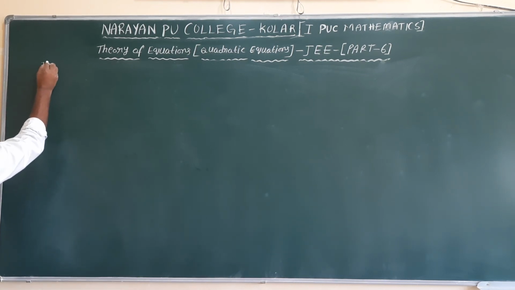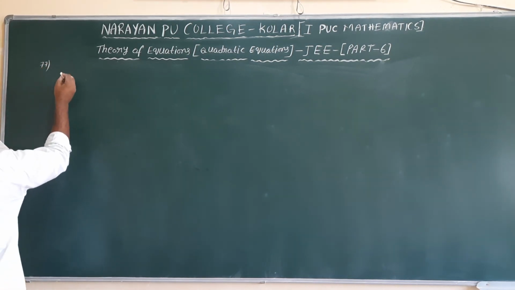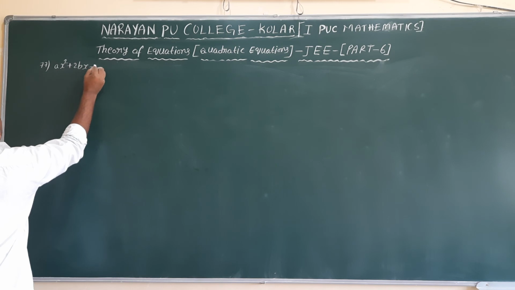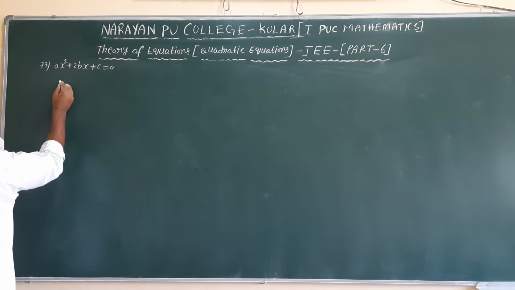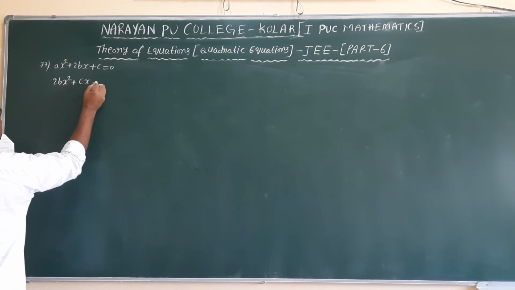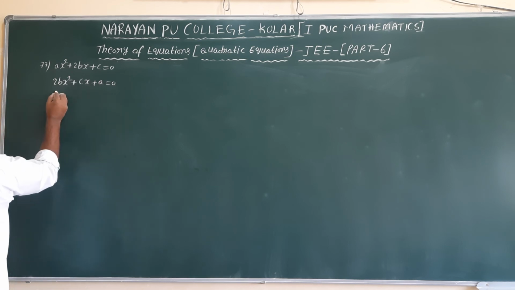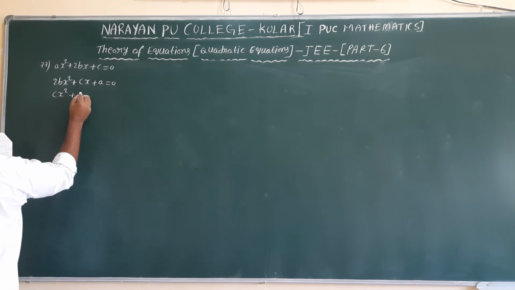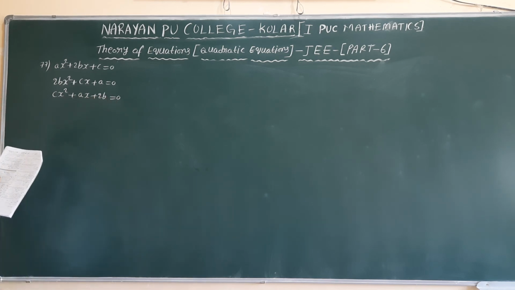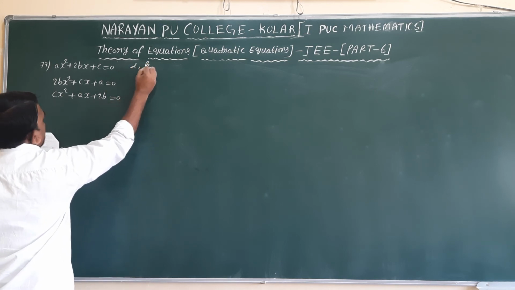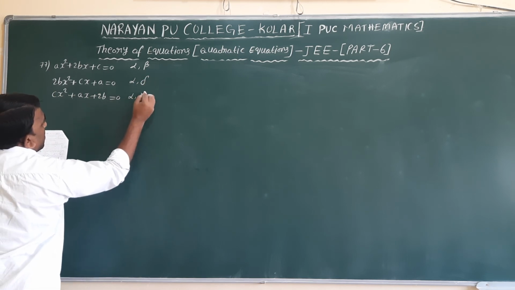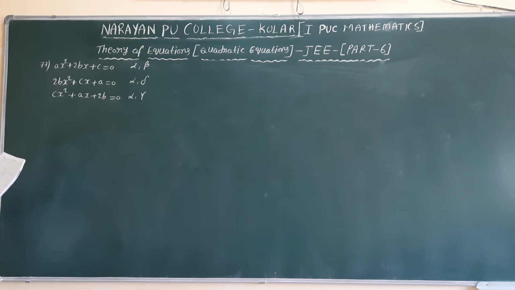Next, question 77. Three quadratic equations are given. a x square plus 2b x plus c equal to 0. Another one is 2b x square plus c x plus a equal to 0. Another one is c x square plus a x plus 2b equal to 0. For these, alpha comma beta are roots of the first, alpha comma delta are roots of the second, and alpha comma gamma are roots of the third.